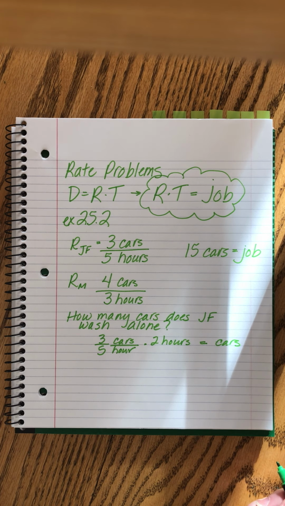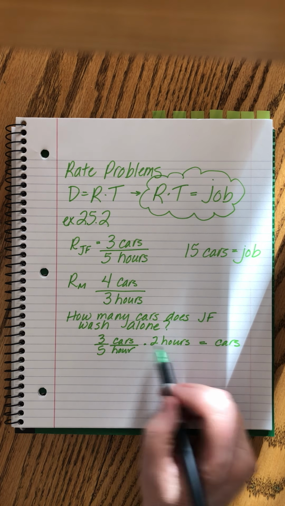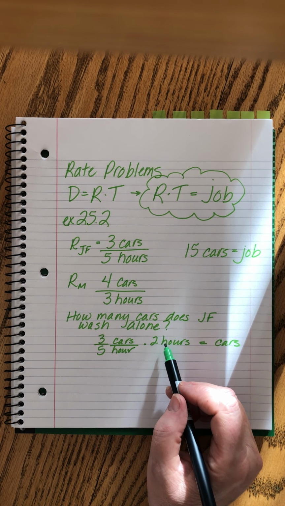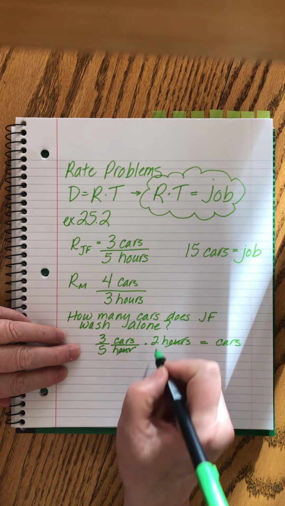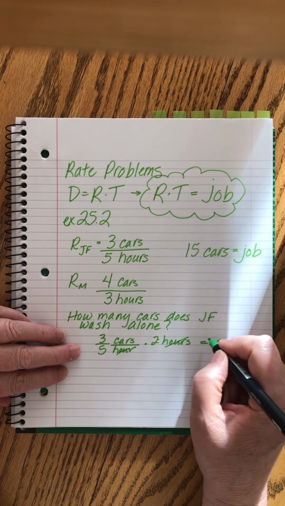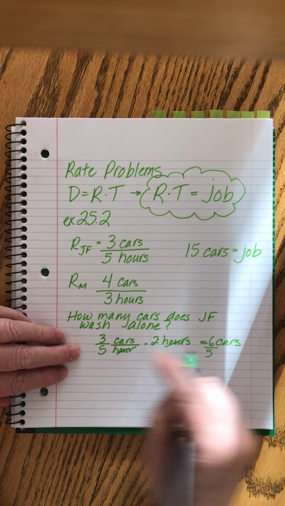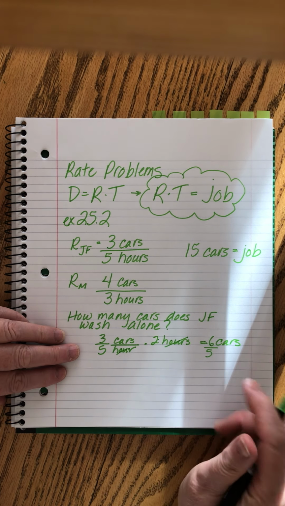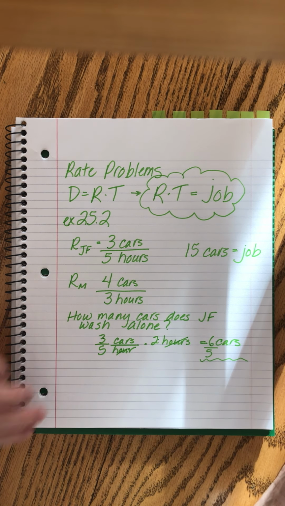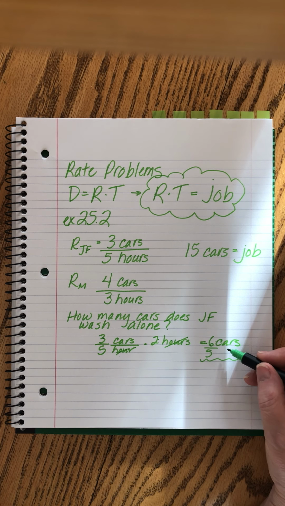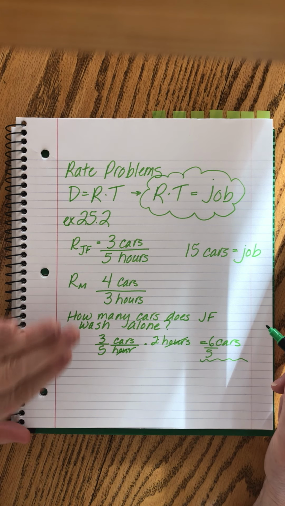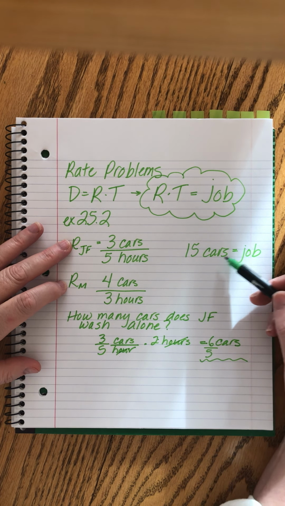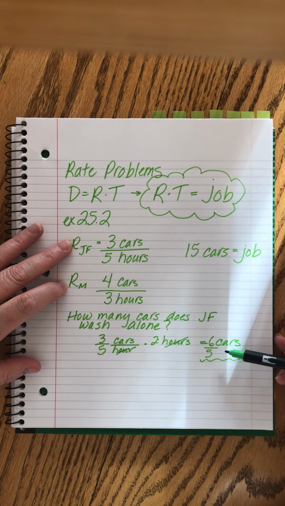Okay, how do we solve for this? Oh, well, we just smush these numbers together, right? That equals, this cancels, and we will get 2 times 3 is 6 over 5, right? I'm just simplifying that. That is how many cars JF can wash alone, all right? So that means when the two start washing together, they don't have to do 15 cars anymore because this dude has already done that, okay?